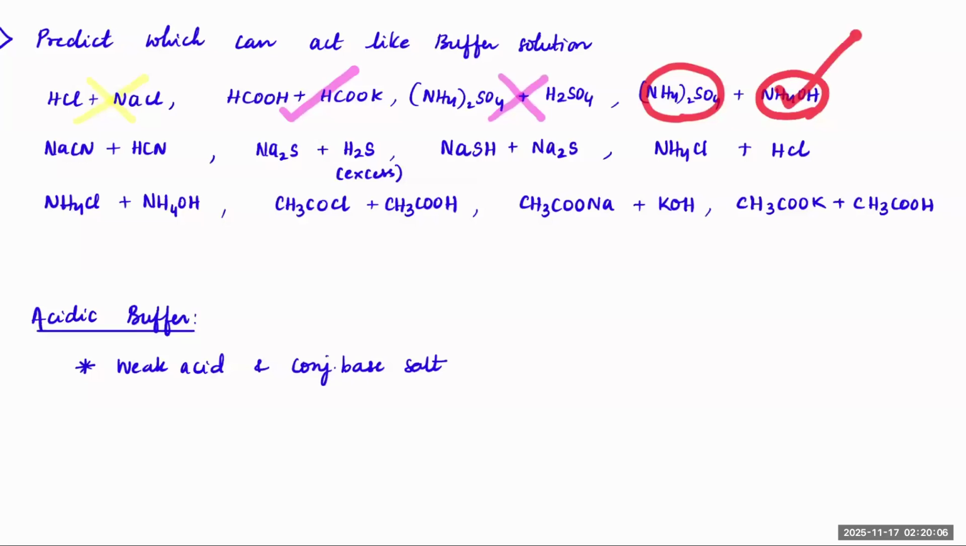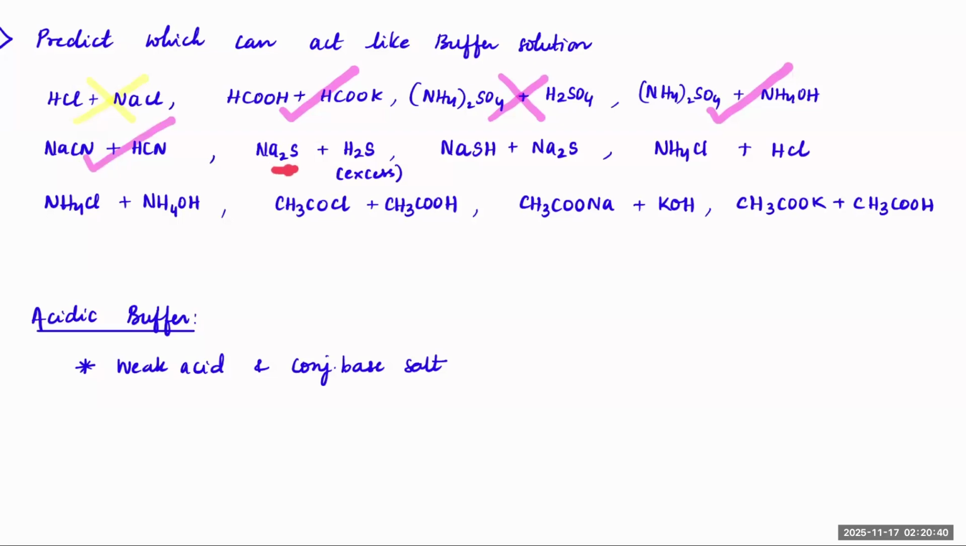Next, ammonium sulfate salt and ammonium hydroxide. Ammonium hydroxide is a weak base, and this weak base also has ammonium ion, which is a conjugate acid present in the solution. Hence, yes, this will be a buffer solution. Which buffer? Basic buffer solution. Likewise, a weak acid, HCN, and NaCN, Na plus and CN minus. CN minus is a conjugate base. So yes, this is also a buffer solution.